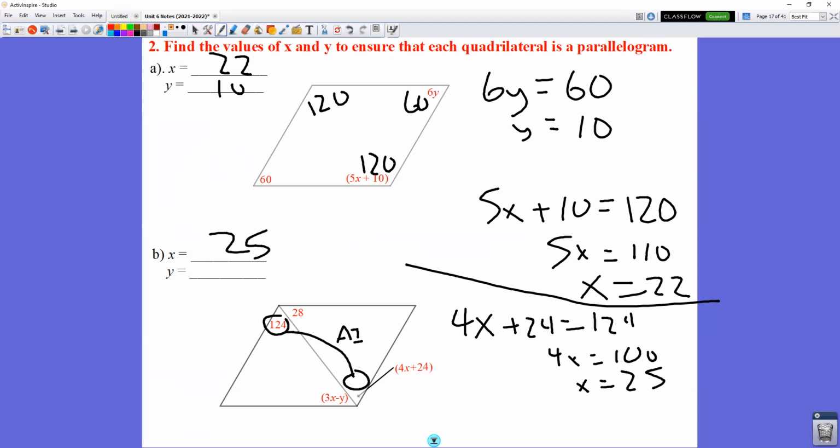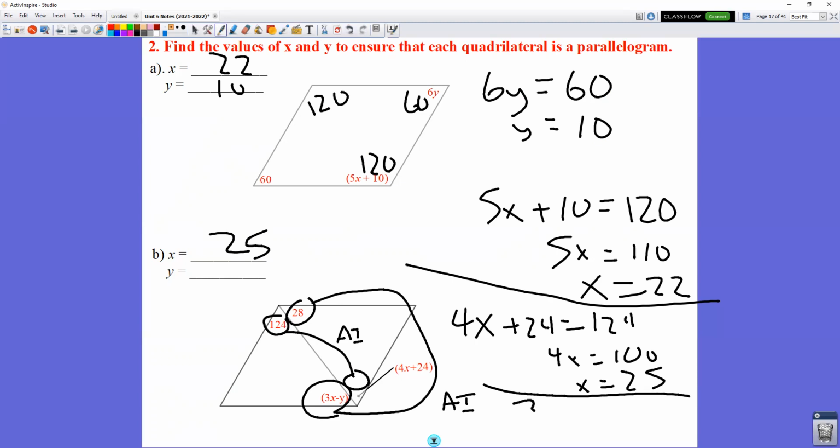X is 25. Once you have your X, you've got that done. Now what you'll do is the same process again. You have a different AI angle pair formed by different sets of parallel lines. And so this is a different set of AIs. Now what you could do is set up this angle 3x minus y to equal 28.